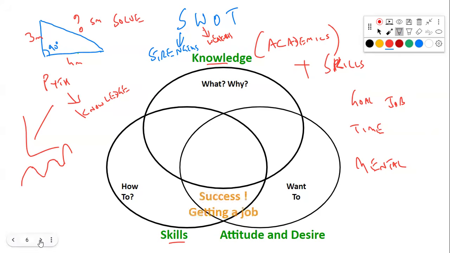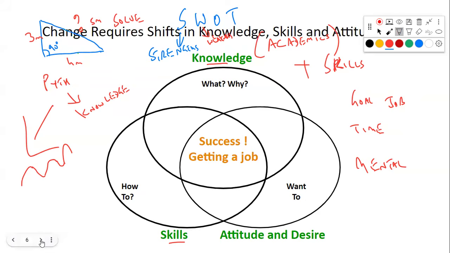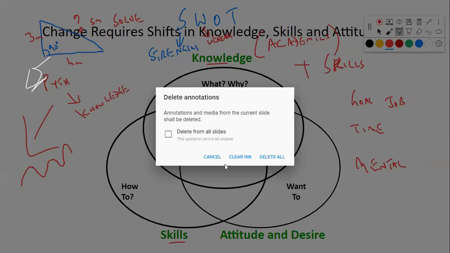So success, getting a job: you should have knowledge, you should have skills, you should have attitude, you should have desire. Changes are required in shifts of knowledge and attitude. Let me delete whatever is written on the screen now.